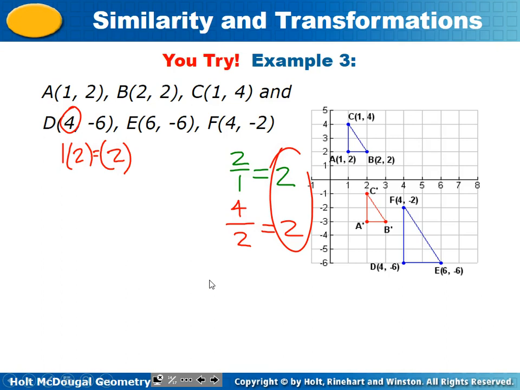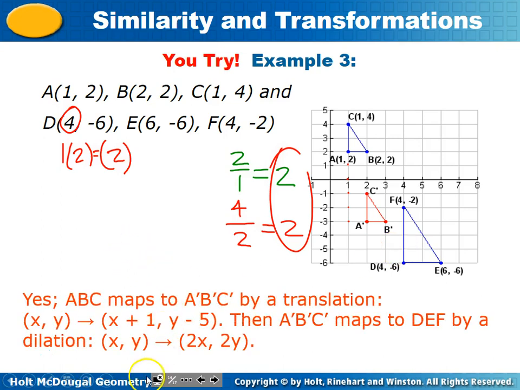In this case, we moved it first. So we moved this point A down to A prime. So we moved it 1, 2, 3, 4, 5 down, and we moved it over 1 to the right. So actually this image moved 1 to the right first and then 5 down. Then it was scaled. So the answer here is yes, ABC maps to A'B'C', but it was translated first, 1 to the right and 5 down, and then it was dilated by a scale factor of 2.